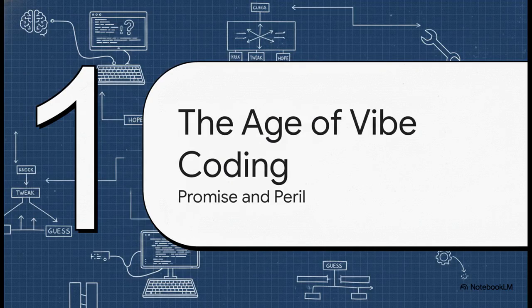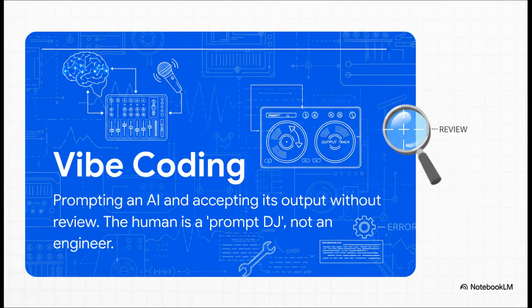Okay, first up, let's talk about where a lot of us are right now. Andrej Karpathy came up with the perfect term for it, vibe coding. And it really gets to the heart of this common, but honestly pretty reckless way of working with AI. It's pretty much exactly what it sounds like, right? You give the AI a prompt, you skim the output, and you just hope it works.